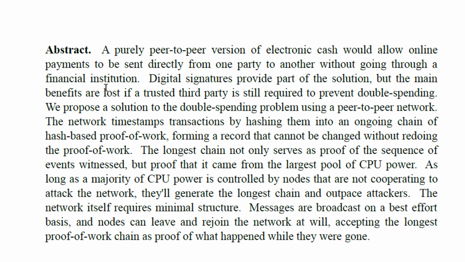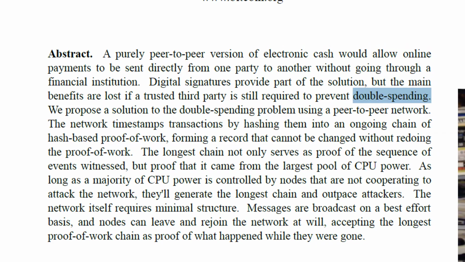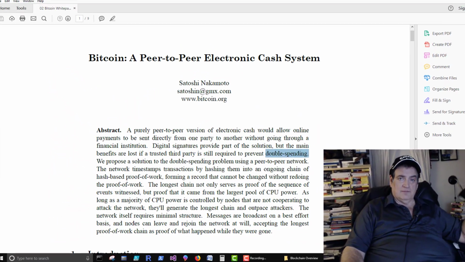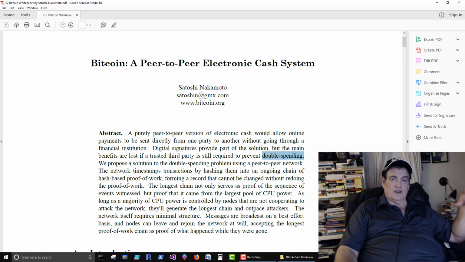But the main benefits are lost if a trusted third party is still required to prevent double spending. So this double spending part, that was probably the main thing that allowed Bitcoin to work.